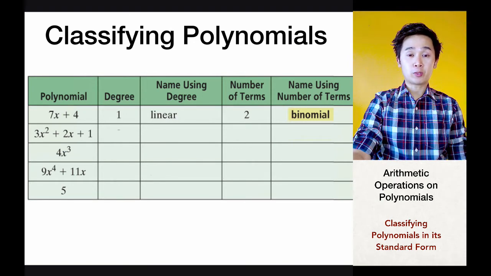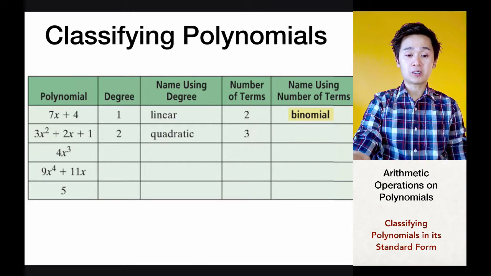And for example number 2, you'll notice that our highest exponent is 2 for 3x squared. So we'll call it a quadratic polynomial. And since it has 3 terms, we will call it a trinomial, or a quadratic trinomial. And for the third example, we only have a single term polynomial with the highest exponent of 3, so it's a degree 3 polynomial or a cubic polynomial. And since it has a single term, we will call it a monomial.